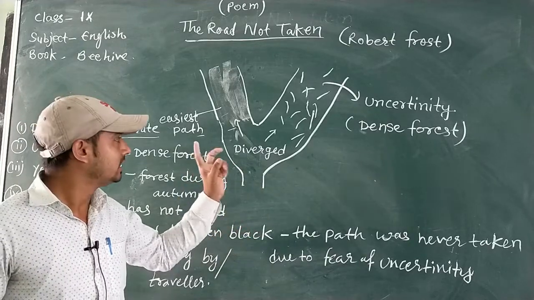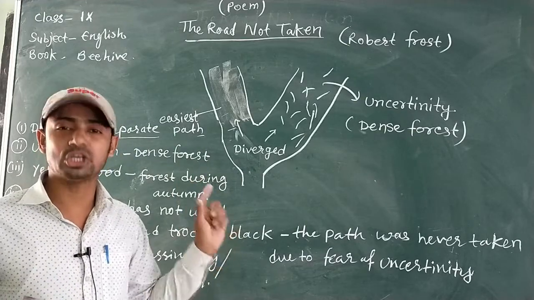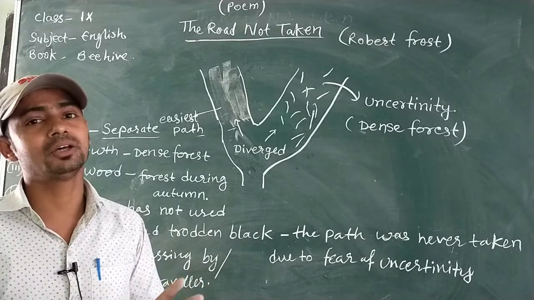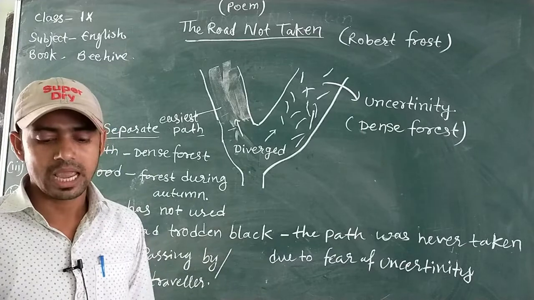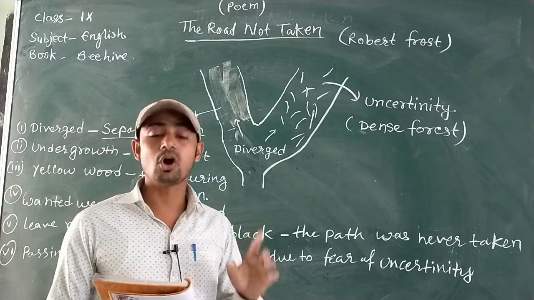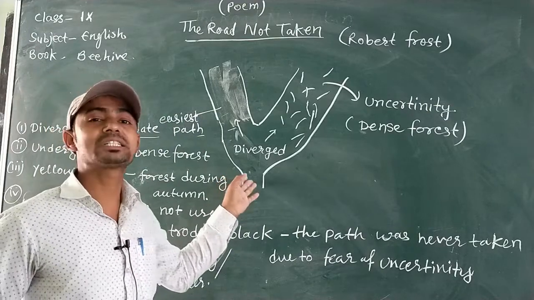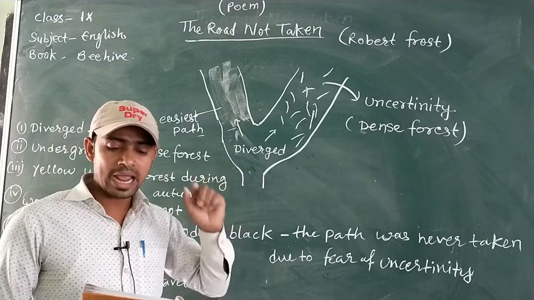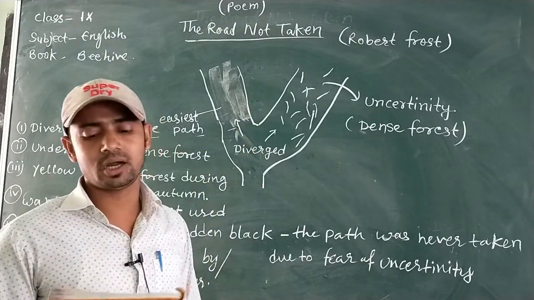So the poet is also describing that two roads separated in a yellow wood, and he cannot travel on both paths because of the different directions. And be one traveler, long I stood. As a traveler, he was standing at the diversion point and looked down one as far as he could, to where it bent in the undergrowth.